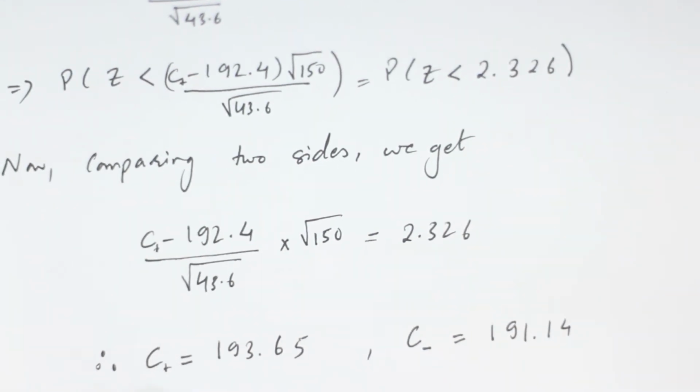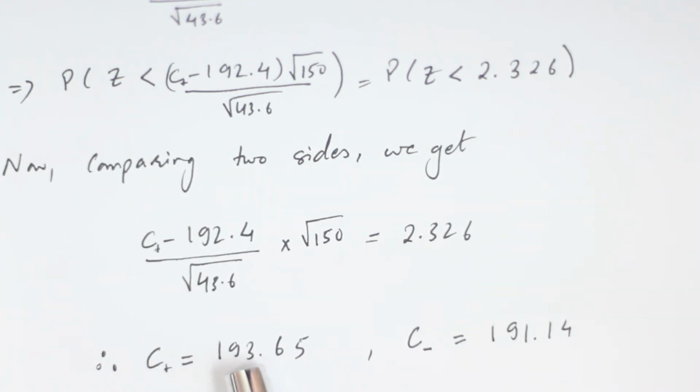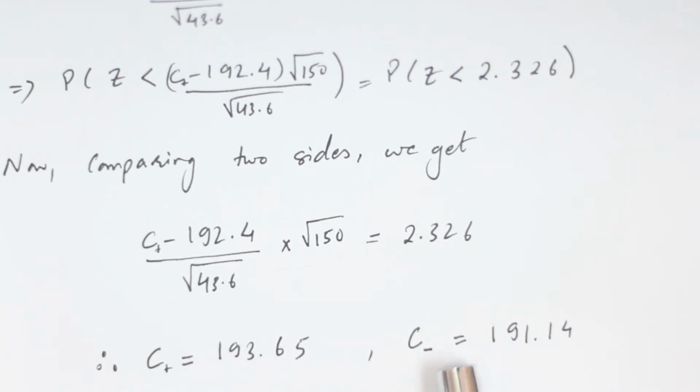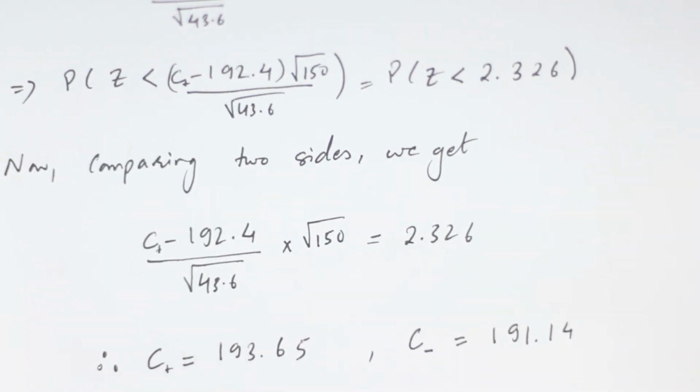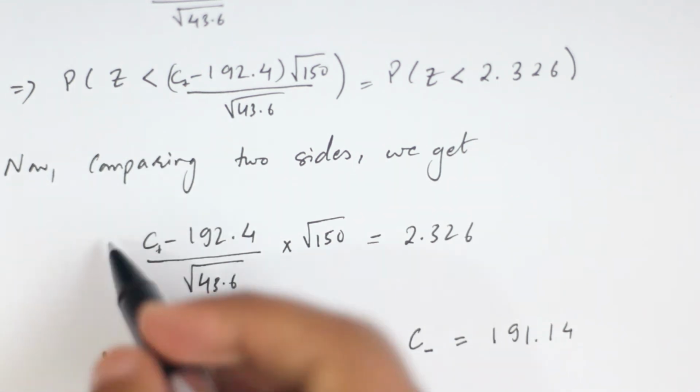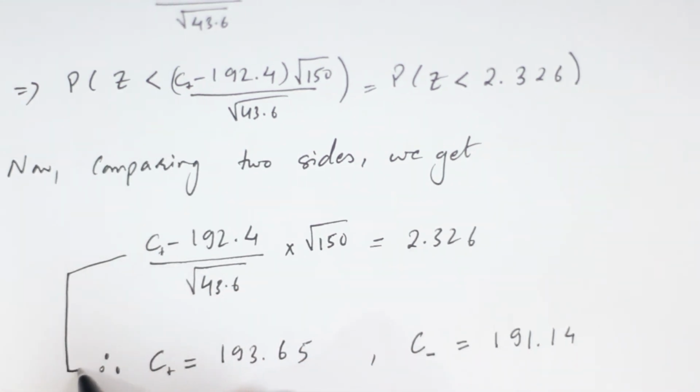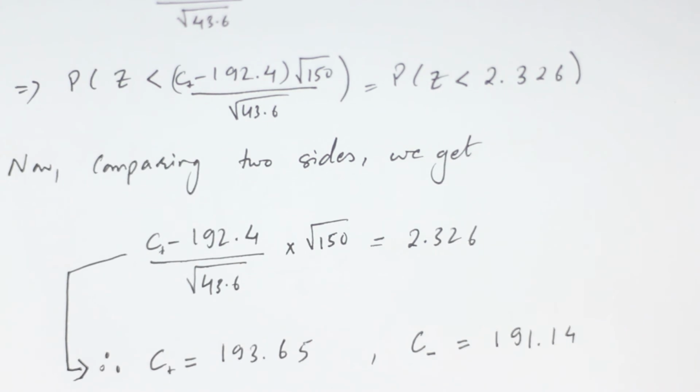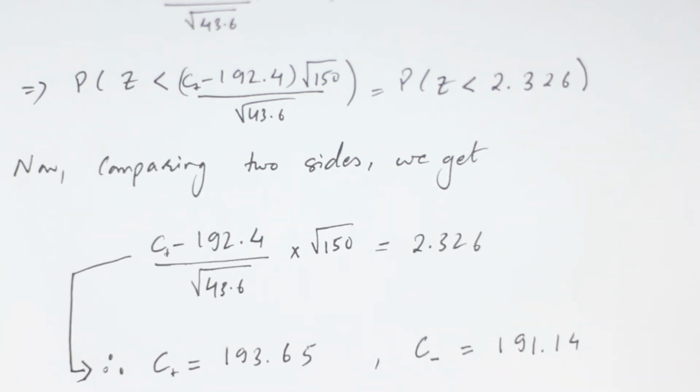C plus equals to this, and C minus equals to this. If you follow these calculations from here directly, you will get C plus, right? But how did we get this C minus here?